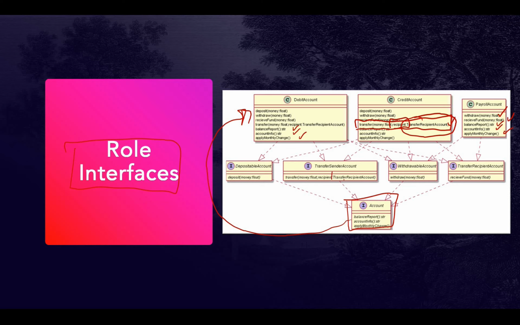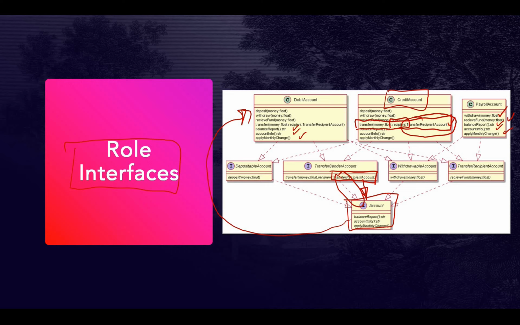And it doesn't really affect the system in a negative way because a transfer recipient account is still an account itself due to polymorphism. Because a transfer recipient account will realize, you see this relationship right here, account as well. So a credit account, for example, is able to be transferred to, meaning it is able to receive funds. Then that means that your credit account is both a transfer sender account and an account as well.